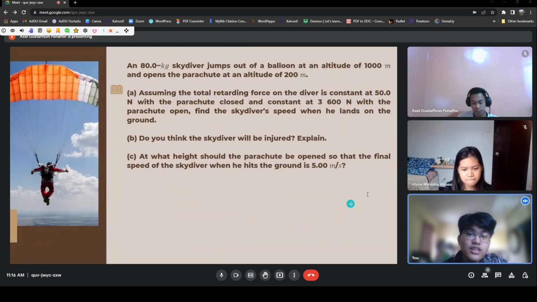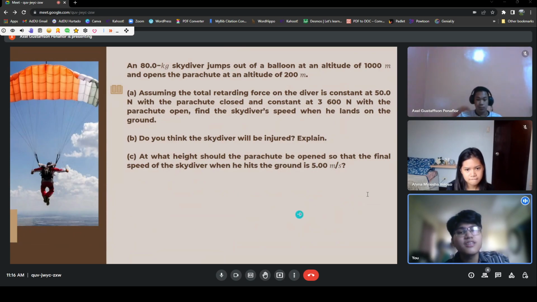An 80-kilogram skydiver jumps out of a balloon at an altitude of 1,000 meters and opens the parachute at an altitude of 200 meters. A. Assuming the total retarding force on the diver is constant at 50 newtons with the parachute closed and constant at 3,600 newtons with the parachute open, find the skydiver's speed when he lands on the ground. B. Do you think the skydiver will be injured, and explain? And C. At what height should the parachute be open so that the final speed of the skydiver when he hits the ground is 5 meters per second?